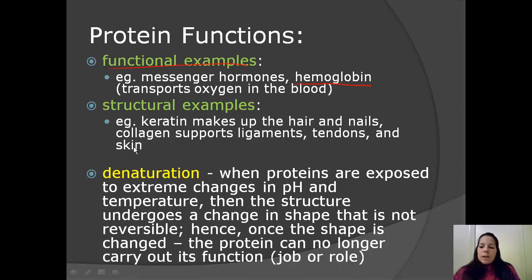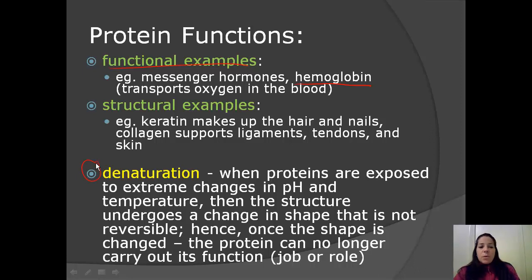So sometimes when people age, they talk about the collagen breaking down in the skin, and the skin is not as tight as it is when it's younger, and the skin kind of gets a bit softer and sags a little bit, and that's because the collagen is not supporting the skin quite as well as it used to.